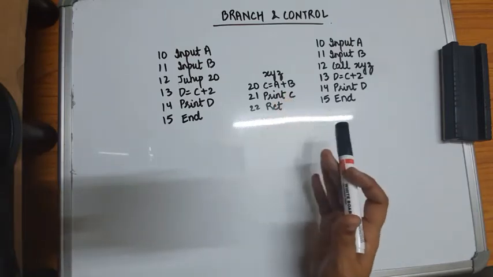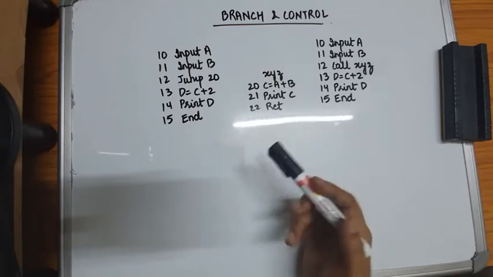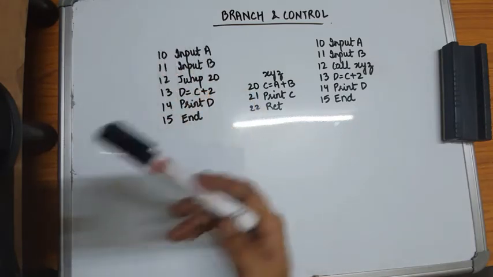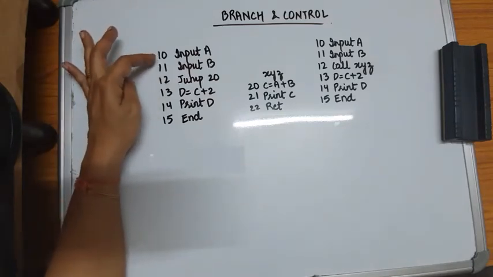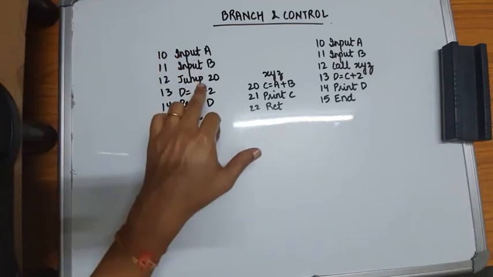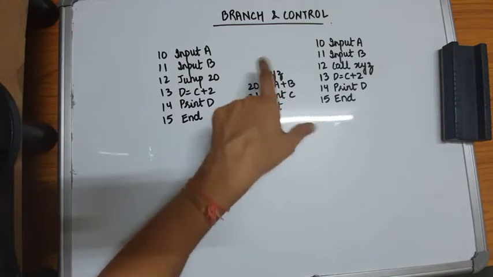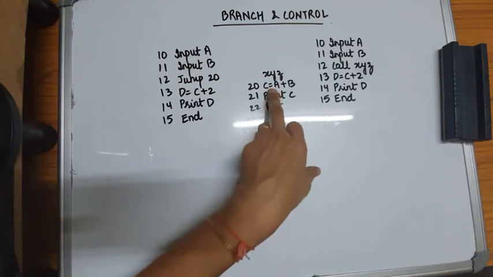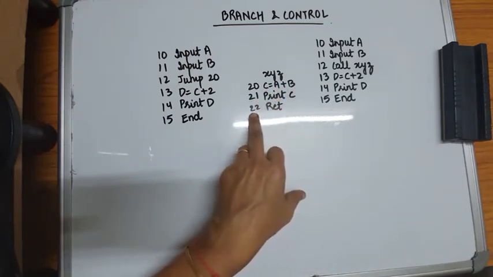We've taken a very simple example of a main program and a modular program. We have a program stored from line number 10: on line number 10, input A; 11, input B; 12, jump 20. Line number 20 is where the sub-program, named XYZ, is written. Here it does C equals A plus B. Then on 21 it says print C, then 22 return.